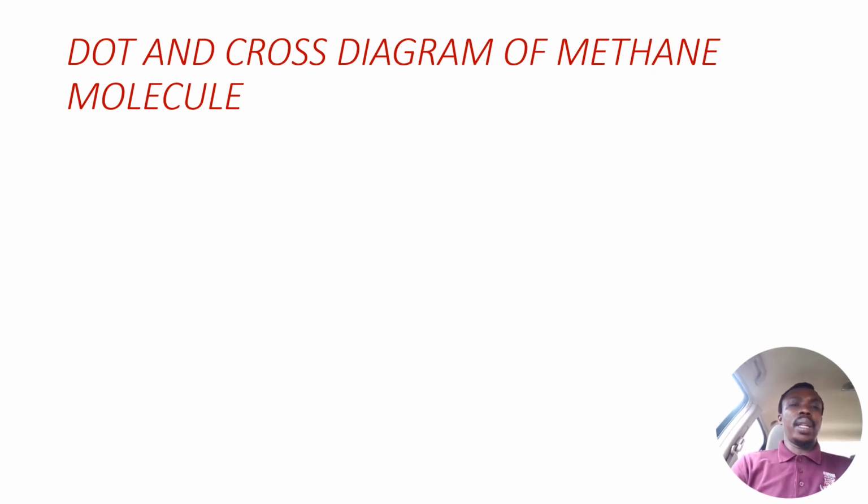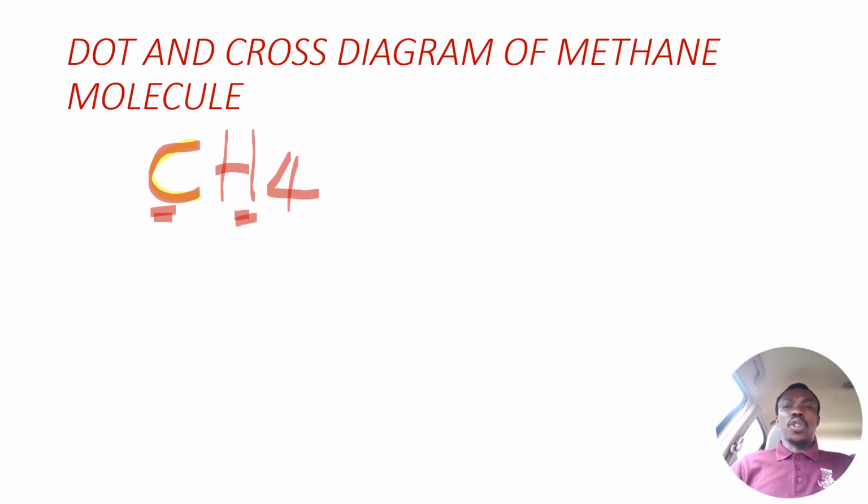So this is methane, which is CH4. So we have 1 atom of carbon and 4 atoms of hydrogen. So let's show the formation of covalent bond using the dot and the cross diagram. So this is carbon.